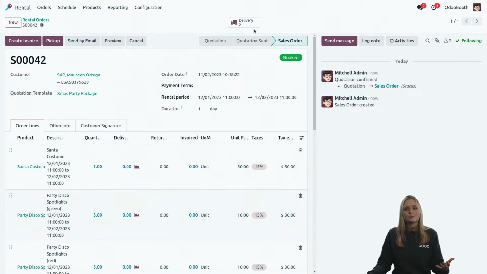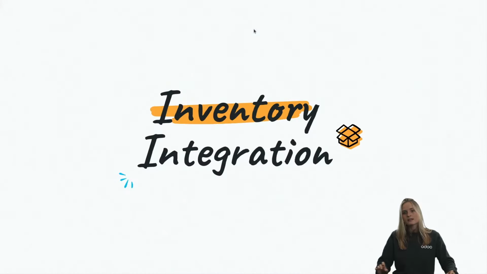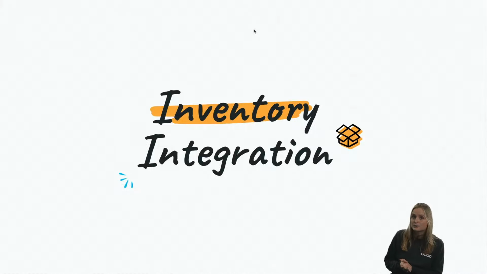This one smart button with 2 deliveries planned. This brings us nicely to our next feature. The next feature I wanted to show you is our inventory integration. Yes, you heard it right. We now have full inventory management for your rental products as well.